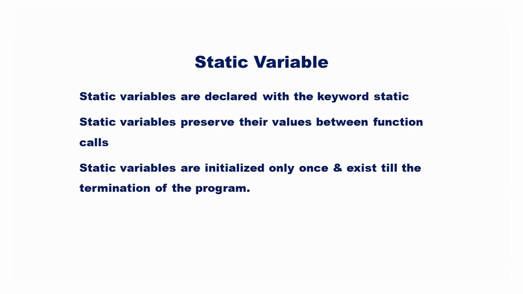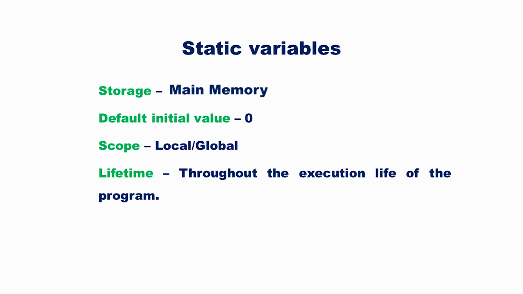The last storage class is static storage class. Static variables are declared with the keyword static. Static variables preserve their values between function calls. Static variables are initialized only once and exist till the termination of the program. Static variables are stored in main memory. The default initial value is 0. The scope of static variable is local or global based on the place of declaration. The lifetime is throughout the execution life of the program.